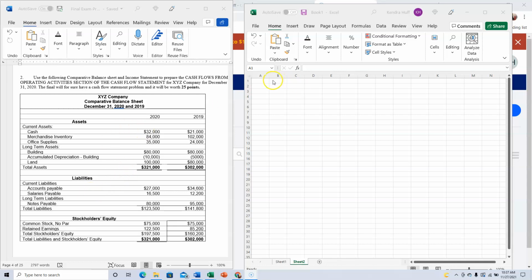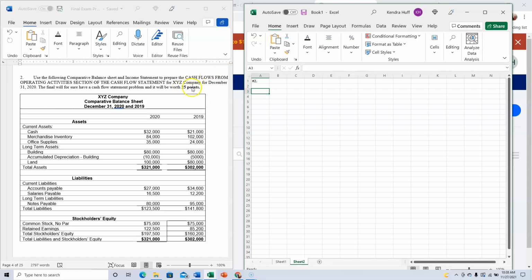So number 2 is a statement of cash flows. We have not covered this yet in class. We will do this on Monday. So I'm going to go ahead and do this one, though. It's a nice little review.